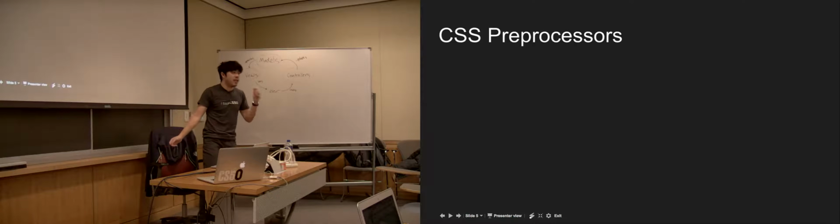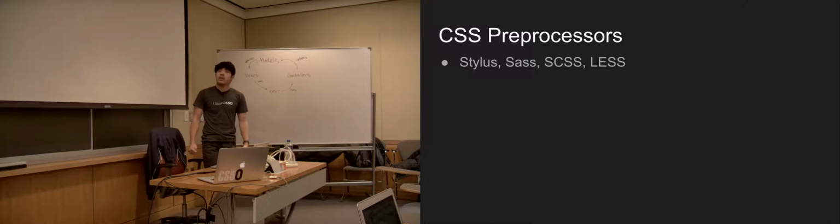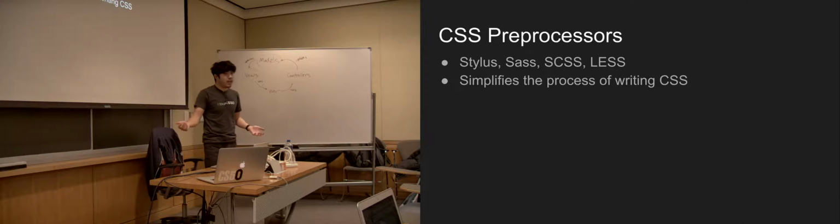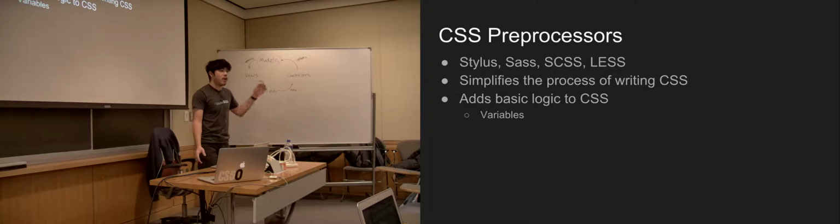And so we also have CSS preprocessors, which are pretty much the same thing, but for CSS. Some names are Stylus, Sass, SCSS, Less. Has anybody used any of these before? A little bit? It's the same exact thing. It simplifies the process of writing CSS, and it gives you basic logic, because CSS has absolutely no logic. So we get variables, which is nice. Why might we want to use variables in CSS?